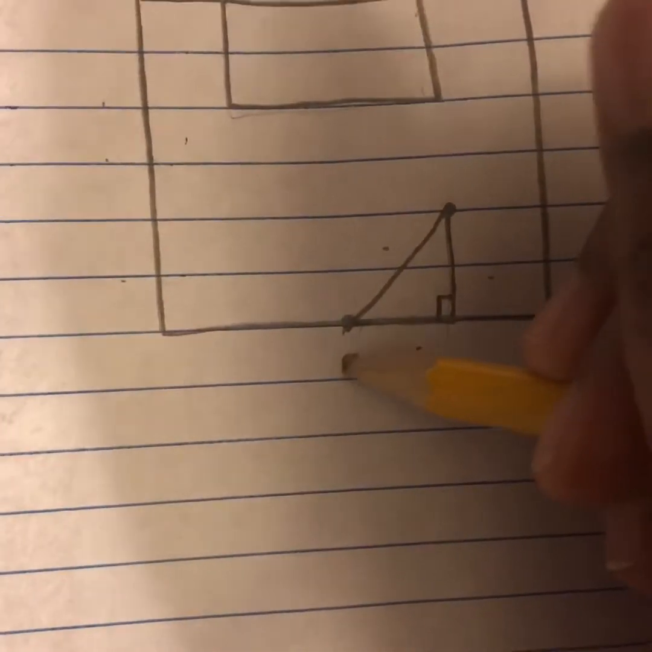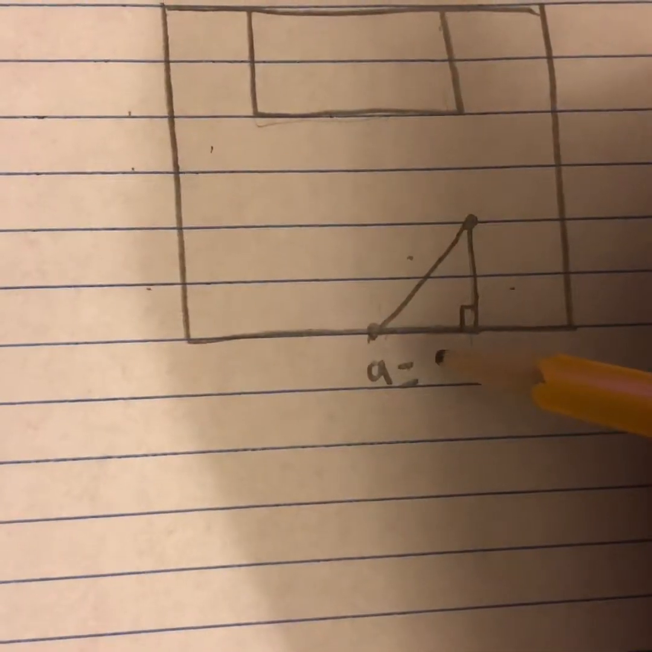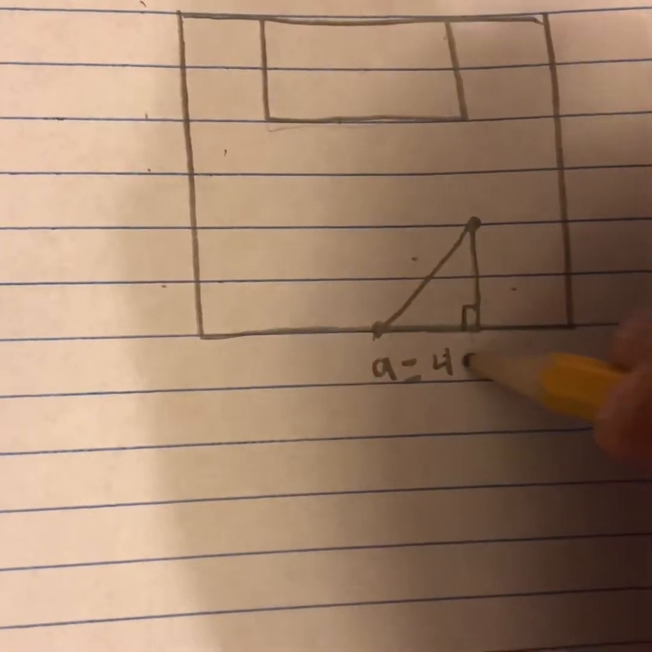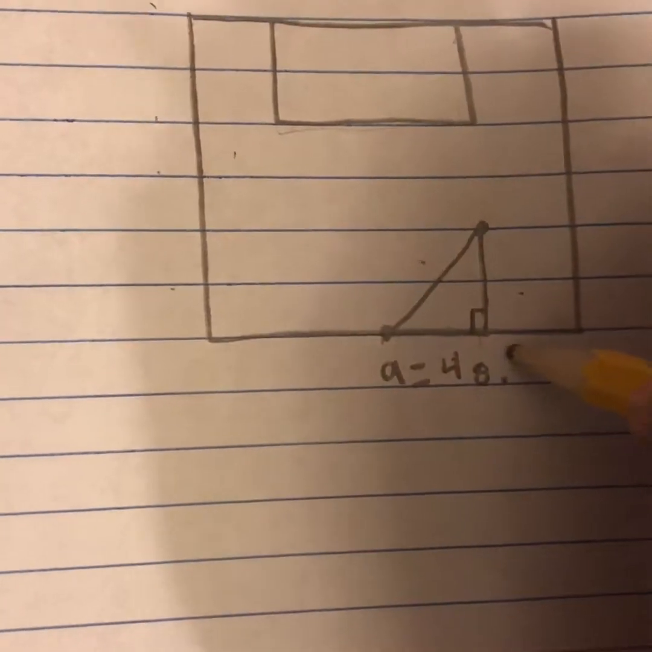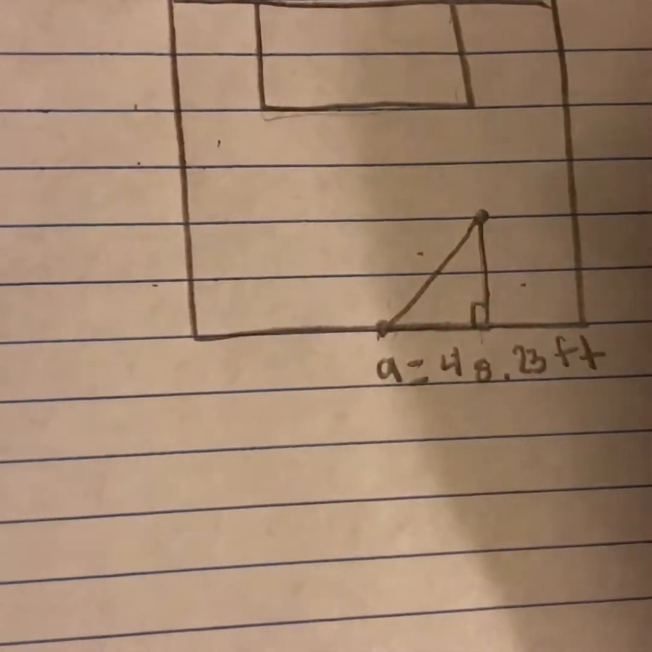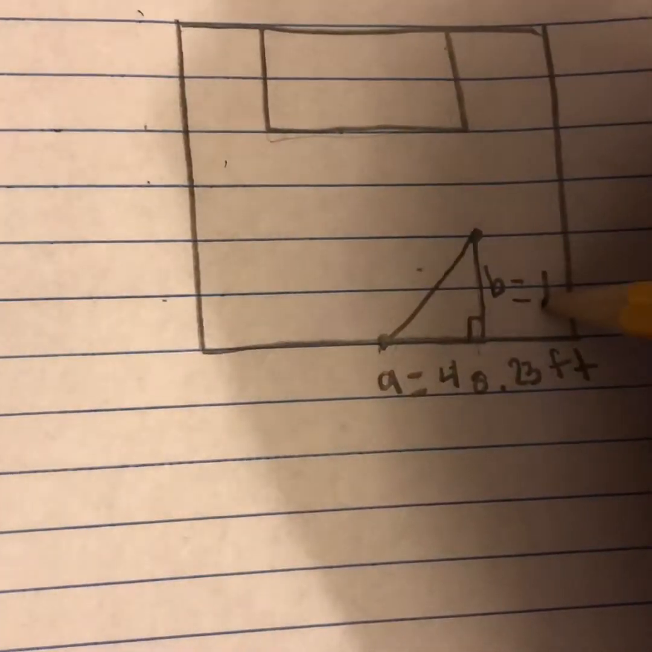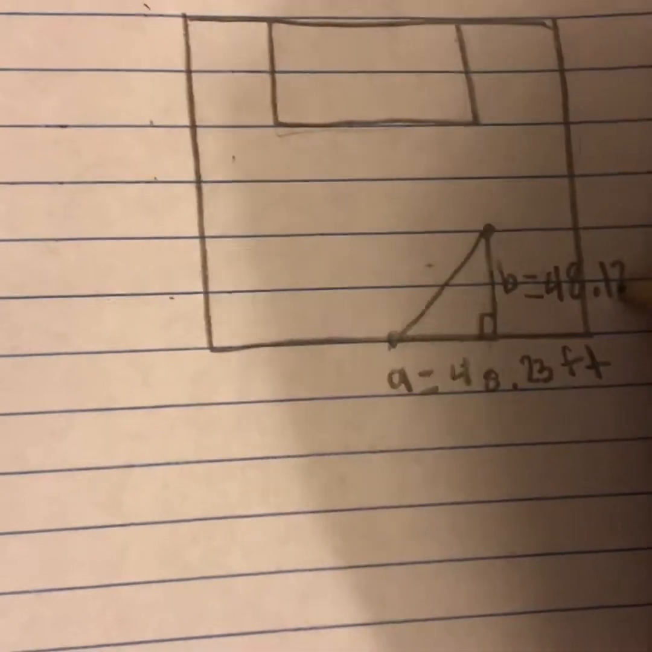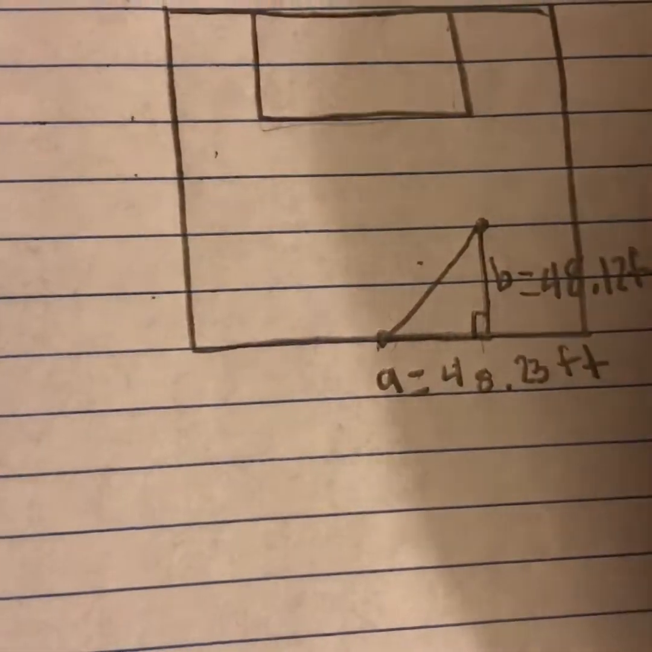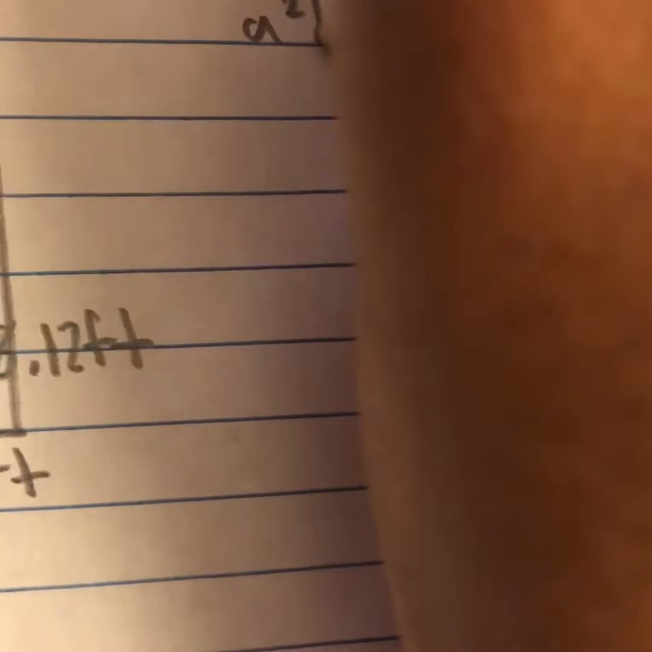So we're going to call this length A. So A, when we measured it out, was 48.23 feet. We're going to call this B. B, when we measured it out, was 48.12 feet. To figure out C, we're going to have to do the Pythagorean theorem. So we're going to do it here. So A squared plus B squared equals C squared.